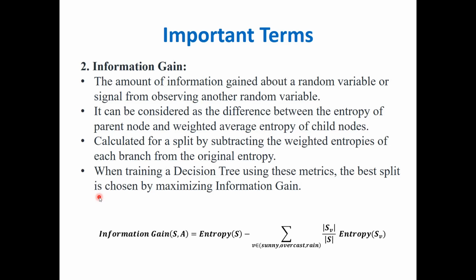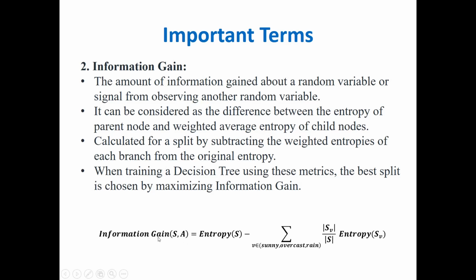Information gain is the amount of information gained about a random variable or signal from observing another random variable, and it can be considered as the difference between the entropy of the parent node and the weighted average entropy of the child nodes. It is calculated for the split by subtracting the weighted entropies of each branch from the original entropy. Information gain is calculated over the whole sample space. Sample space means the whole data sample.